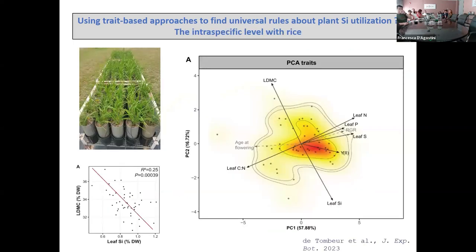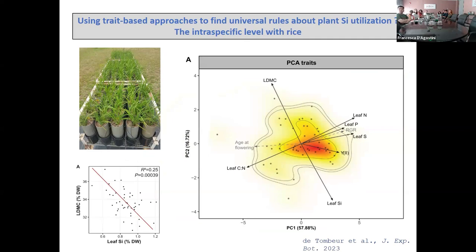I guess another way to do this kind of trait-based approach is to go back to the intraspecific level. Sometimes it can be more powerful. So I also tried to do that with rice. This is 50 genotypes of rice, and I basically tried to do the same kind of analysis. Here you have an axis with leaf nitrogen, phosphorus, and the relative growth rate. So you have fast-growing genotypes here, and here you have slow-growing genotypes.